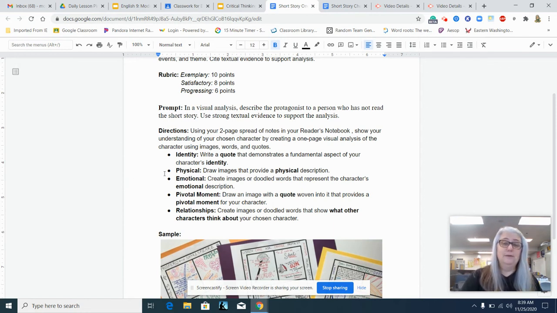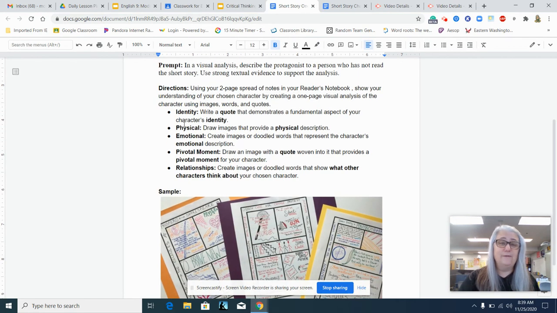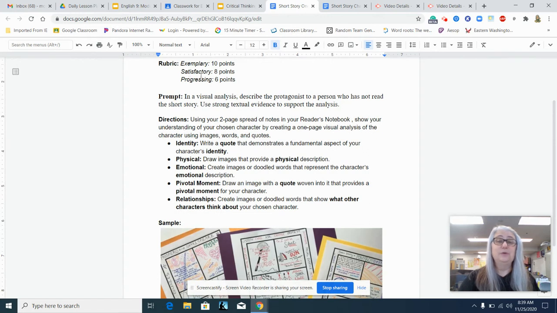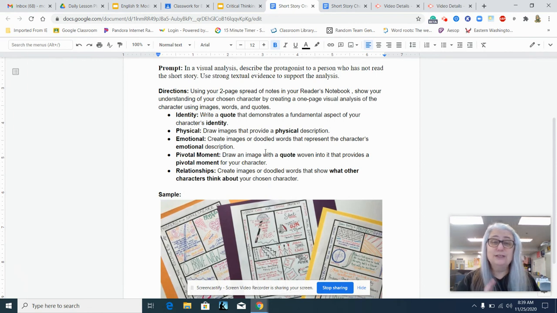Okay. And you'll notice these, if you have all of these things, then that would be satisfactory. You want to get to exemplary. I'm looking for something like this. I want to see it kind of colorful. I want to see a full page. There shouldn't be a whole lot of white space. If you include more than just these 2 quotes, that would be exemplary. 2 quotes meets the expectations, but if you want to go above and beyond, you need to have more than 2.